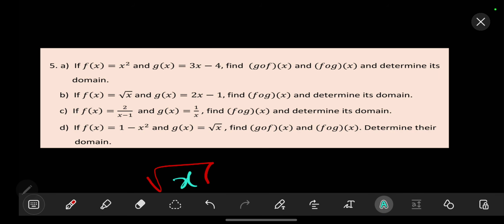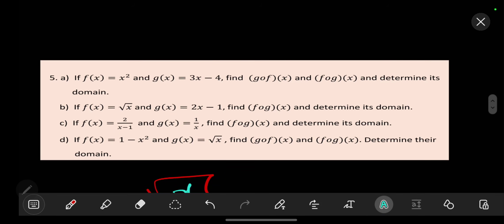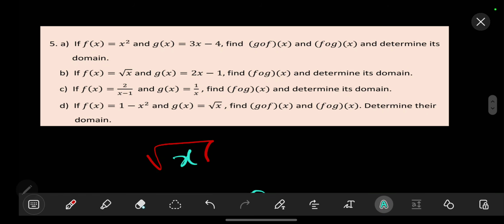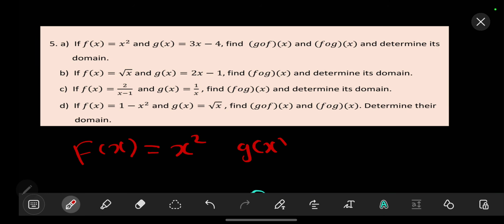Under composite functions, there is quite a simple rule that we are going to be following whenever we are answering such a question. So we have, let's say, f of x is equal to x squared. We also have g of x equal to 3x minus 4. We have been told to find g(f) of x and fg of x, and determine their domain.